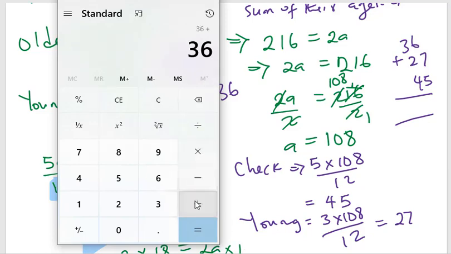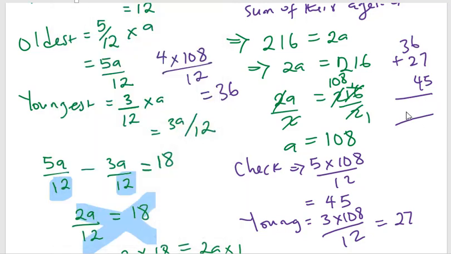36 plus 27 plus 45. Woo! 108. So it means we solved correctly. 108. So there was no mistake, and that's it. So you saw, we checked for it, we didn't just solve.